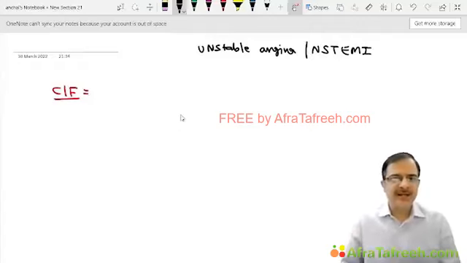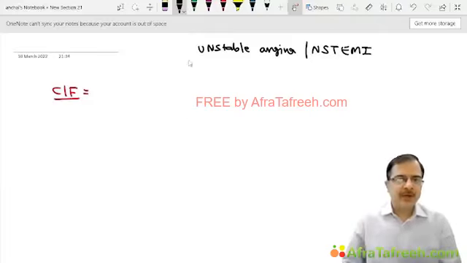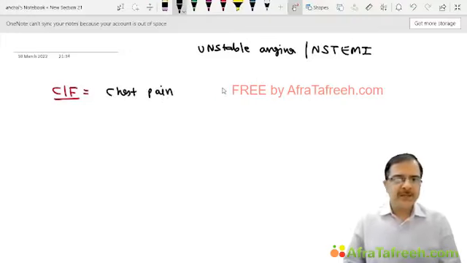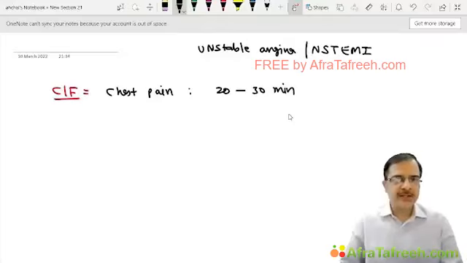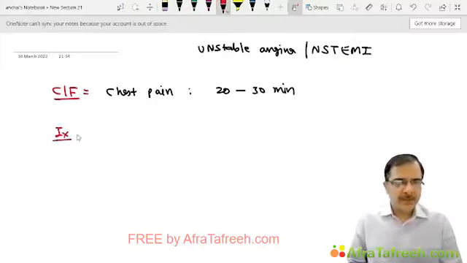ST elevation MI, but here the symptom duration is slightly less. For example, if we talk about the chest pain, the features will be the same. The chest pain duration in cases of angina is 20 minutes, and for non-ST elevation MI it is usually 30 minutes. So chest pain duration is slightly shorter. Rest of the symptoms will be the same.